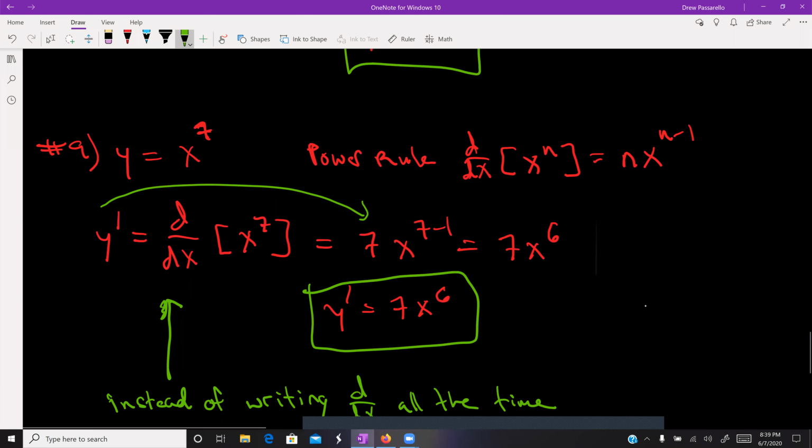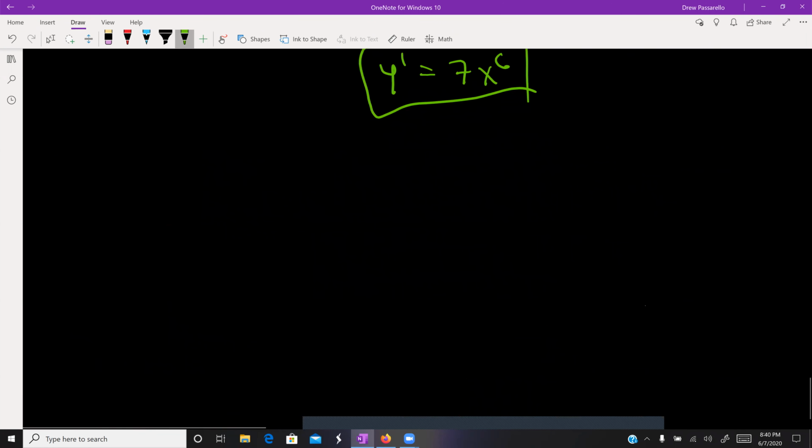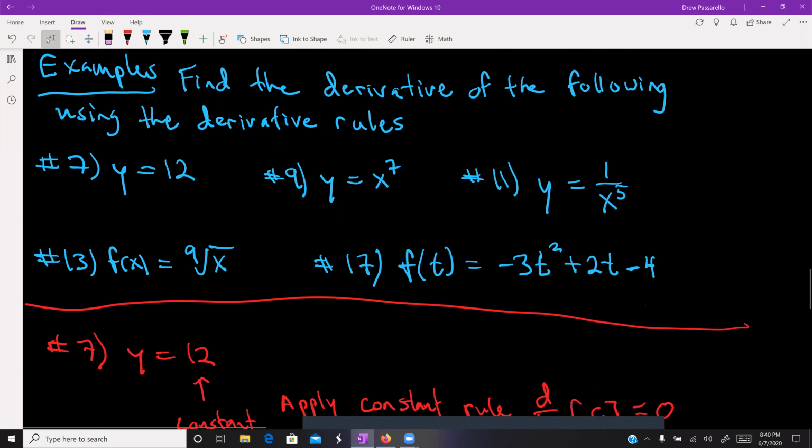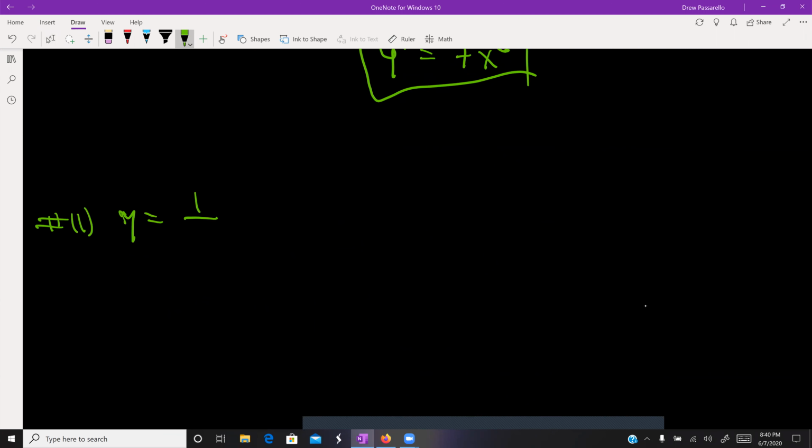All right, so that's that one. The next one is number 11. I think it was, it's still y equals, and then 1 over x to the 5th. And so I need to rewrite this into a format where I can take the derivative, since I have x to the 5th in the denominator. So I'm going to first rewrite and then take the derivative.